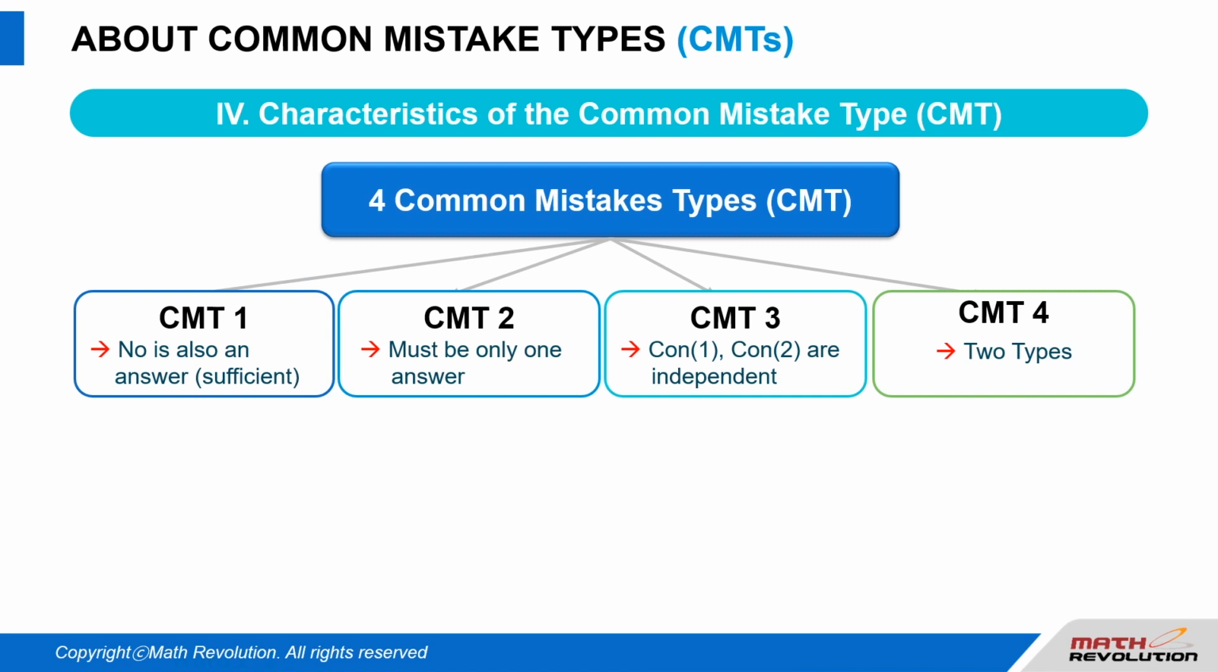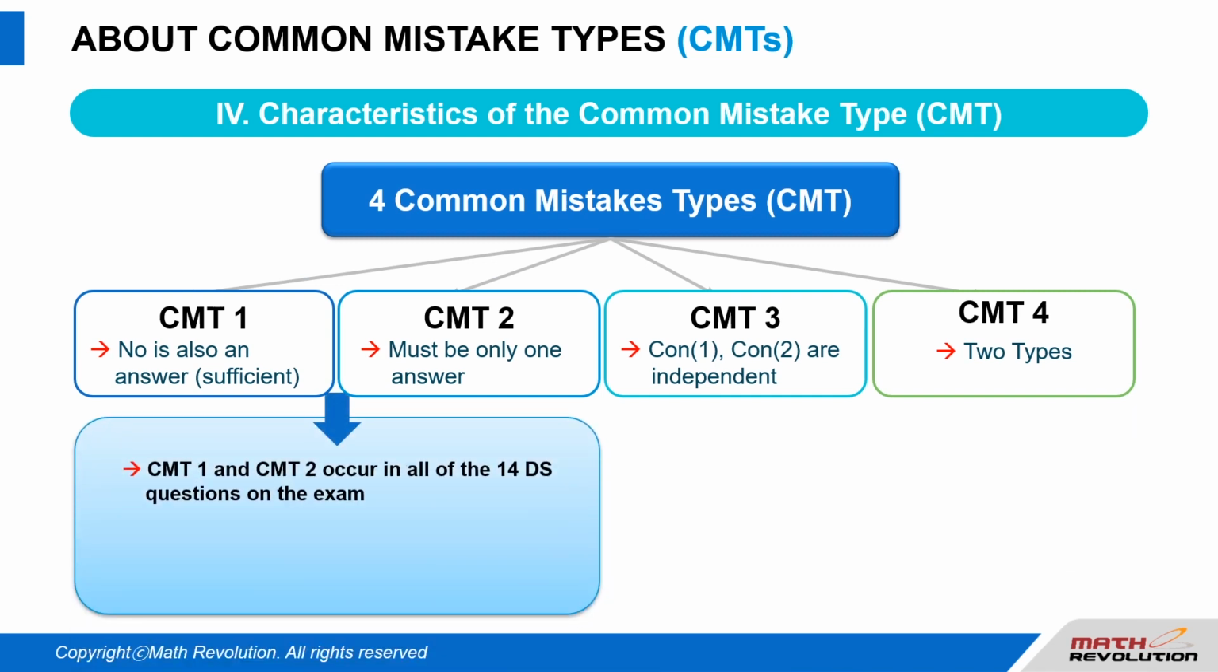4. Characteristics of the common mistake type, CMT. The CMT is peculiar to the GMAT math section, and within the math section, only to the DS questions. So, almost 14 out of 31 questions of the math section will deal with these CMTs. The CMT 1 and CMT 2 are common to and useful in all 14 of the questions.